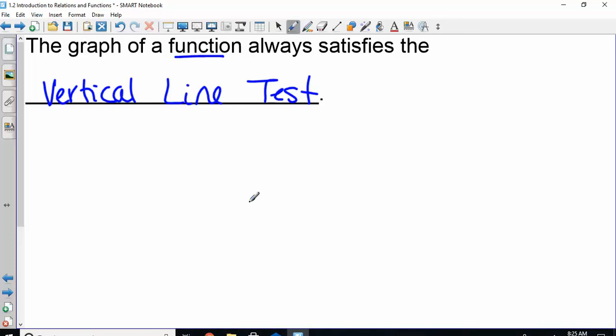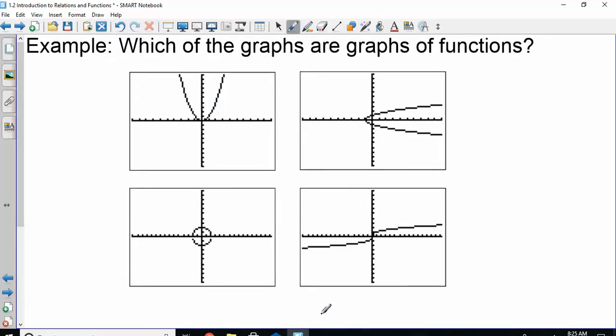Okay, so I'm going to put 4 graphs up here, and I want you guys to just take a minute and decide if they're functions or not. So just jot it down on your paper, and then we'll talk about it. So decide if these are functions.